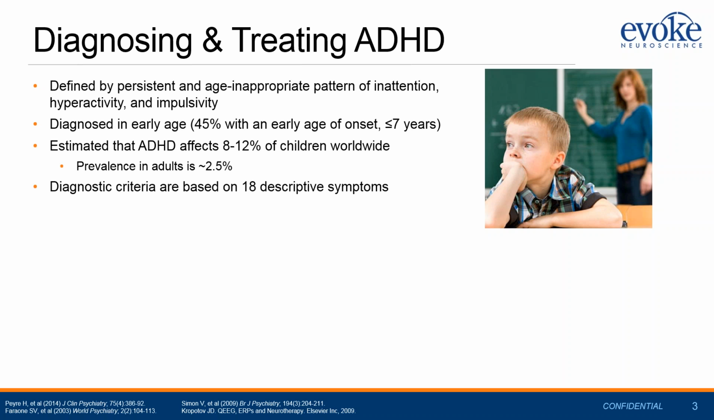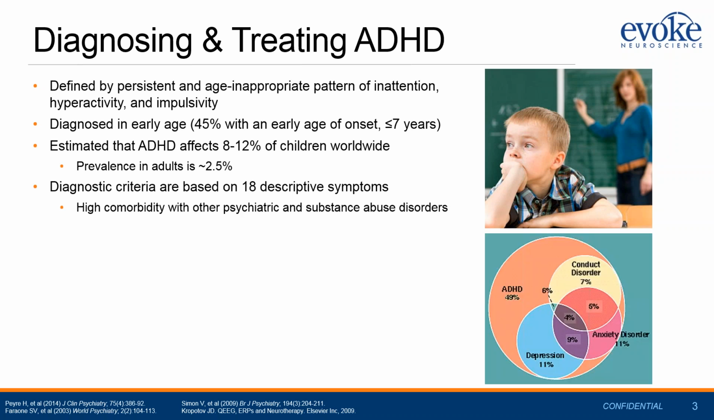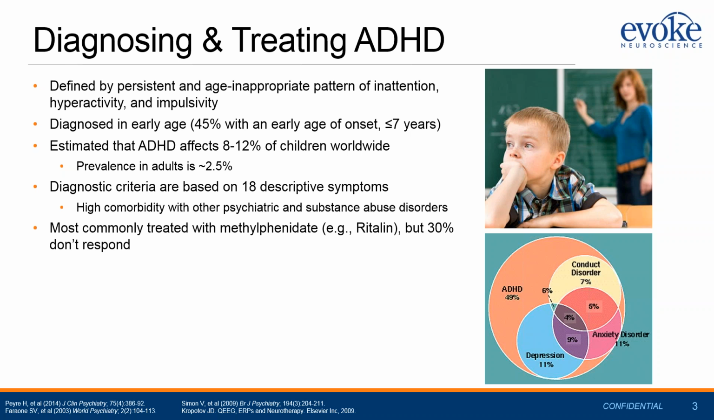And diagnostic criteria are based on 18 descriptive symptoms. But there's a very high comorbidity with other psychiatric and substance abuse disorders. So this can make diagnosing ADHD a little bit tricky because it can also present with depression, anxiety, conduct disorder, things like that. So teasing out the different subtypes of ADHD from other potential disorders can be a challenge when you're just using these descriptive symptoms. And it's most commonly treated with methylphenidate, like Ritalin, but about 30% of patients don't respond to psychostimulants.